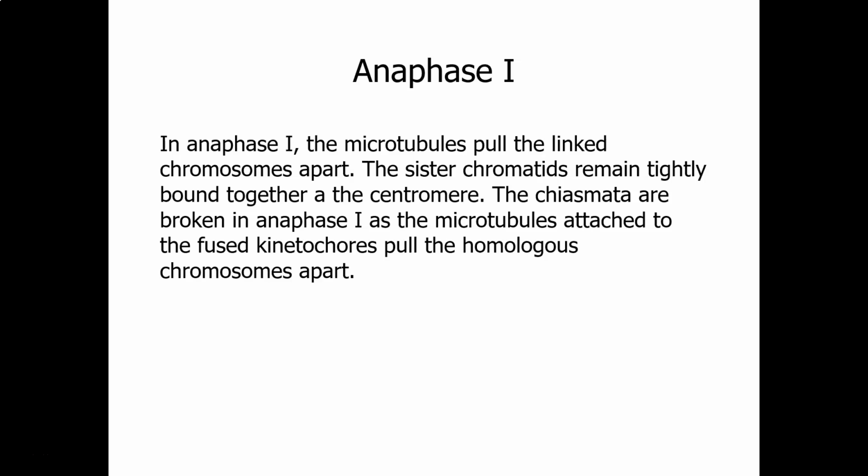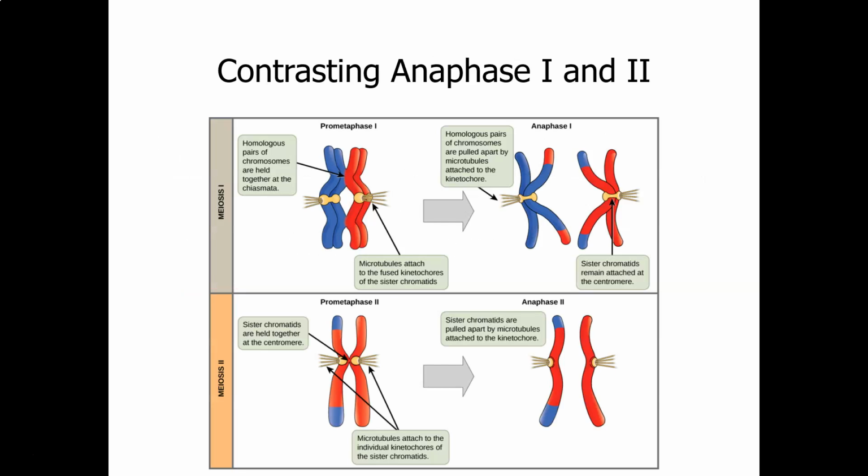So in anaphase 1, the sister chromatids stay together, but the homologous pairs are pulled apart. The homologous chromosome pairs are pulled apart, and you can see that here. So this is what happens in prometaphase 1 and then anaphase 1: here's the homologous pairs, and the pairs are pulled apart in anaphase 1. But in prometaphase 2, you just have this one chromosome consisting of 2 sister chromatids, and those sister chromatids are pulled apart just like they are in anaphase of mitosis.